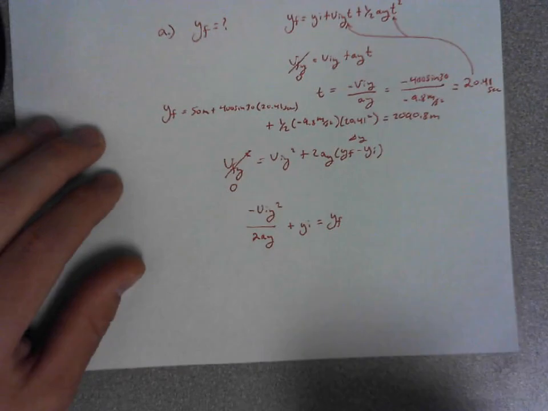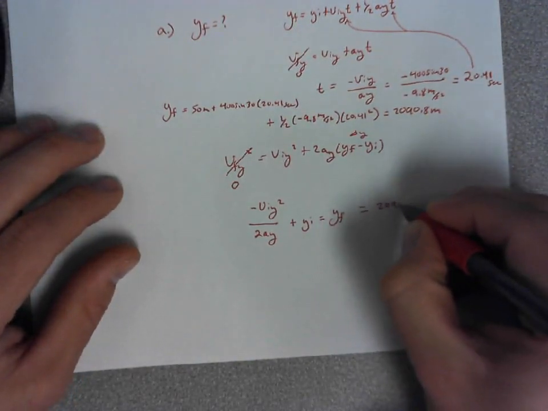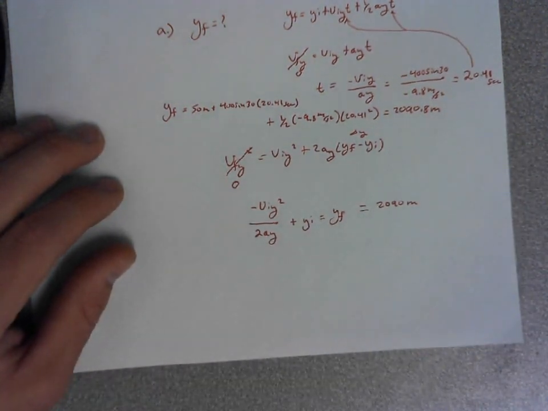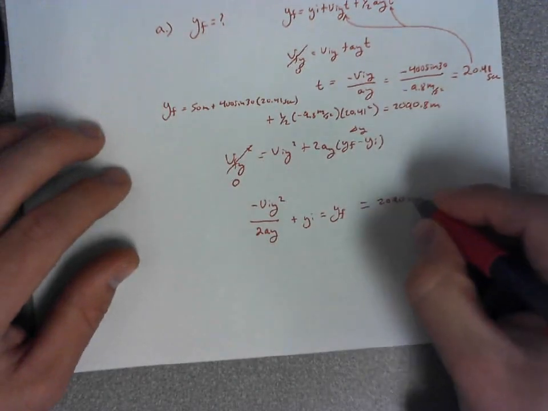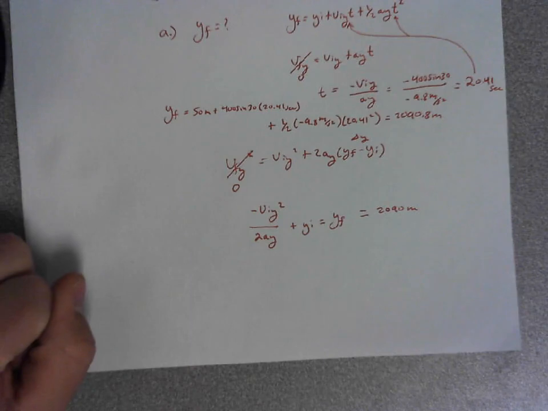Okay, you plug those values in, you're going to get the exact same thing. You'll get around 2,090 meters, or you could even round it to 2,091 since it's a 0.8. All right, so that's our A.